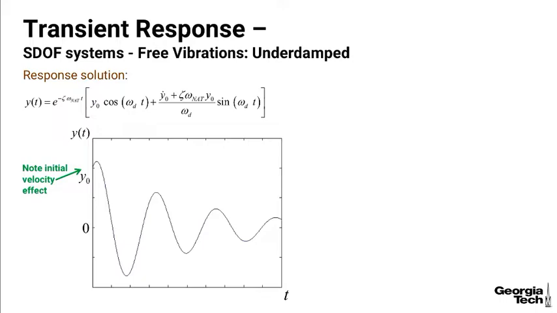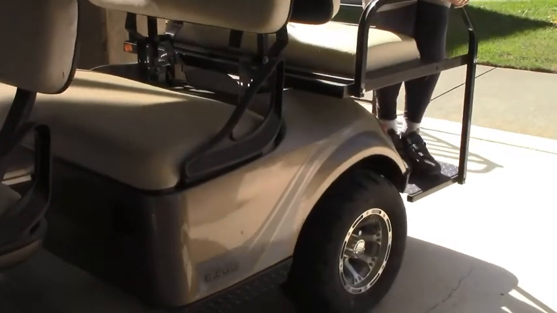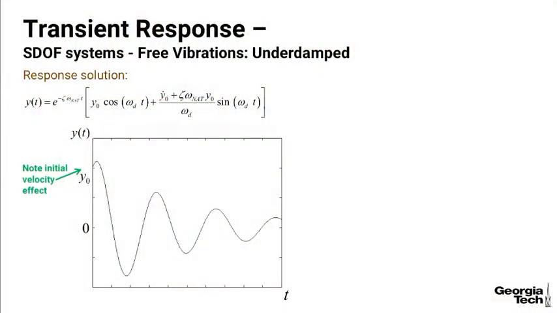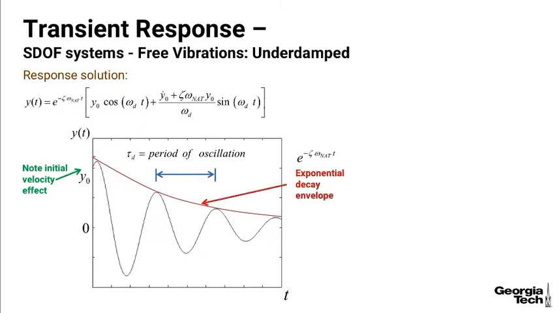Let's look again at the video of my golf cart demo. In that video, you can see that the suspension system, the golf cart, goes up and down and dies out exponentially. You can see that there's a period of oscillation for a complete cycle, the damped period, which is longer than the undamped period of oscillation, since the damped natural frequency is less than the undamped natural frequency. And you can see that we have this exponential decay envelope.